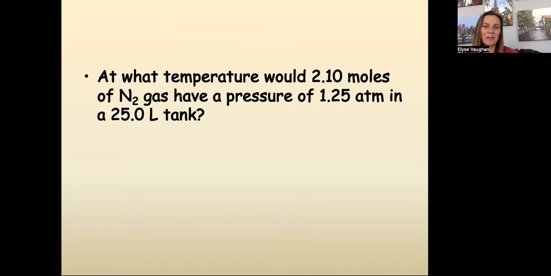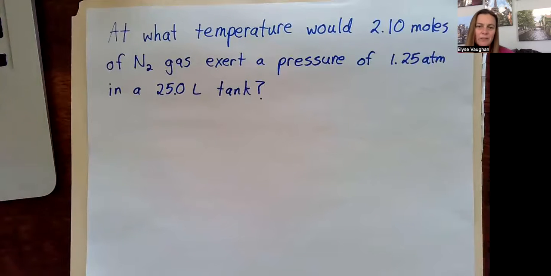So we're going to take just a second to switch cameras. Okay, so we've switched to our document camera so that we can practice one of these problems.